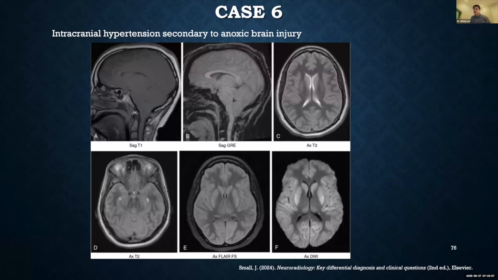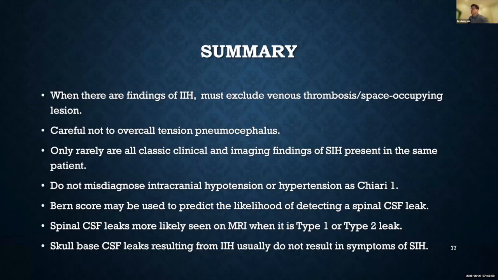Okay, so lastly, this is a summary slide. When you have findings of idiopathic intracranial hypertension, you have to definitely exclude other causes. And try not to overcall it. Again, I would talk to the clinicians and let them know about it, but it's a clinical diagnosis. Rarely do all the classical clinical and imaging findings of SIH present at the same time, so having something not there doesn't preclude it.